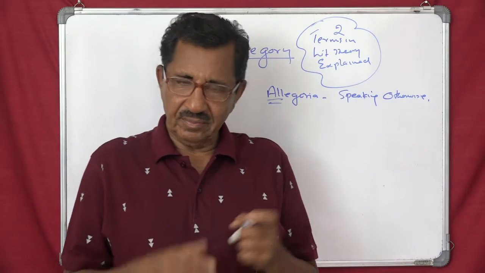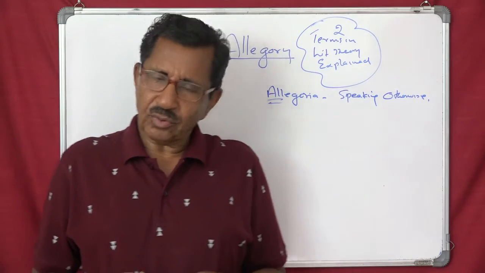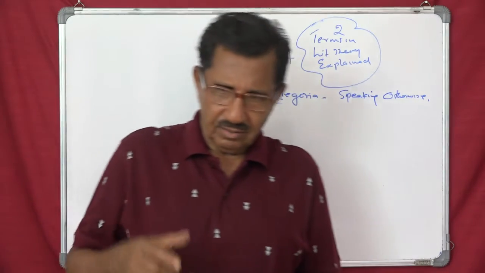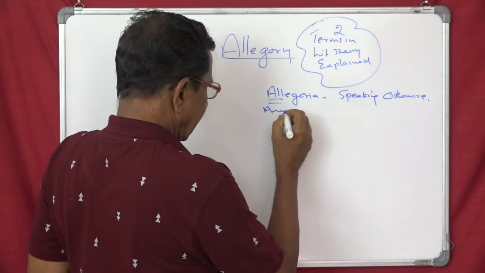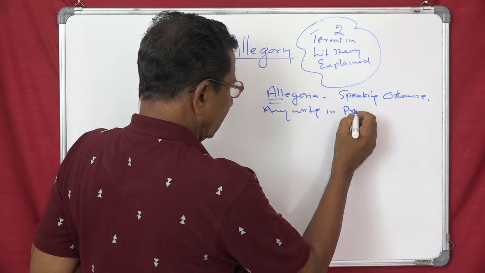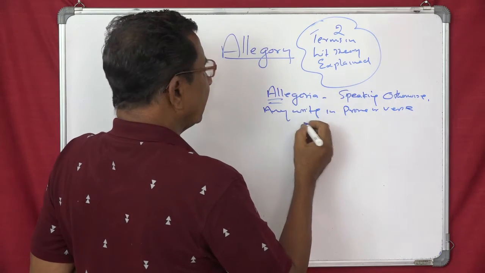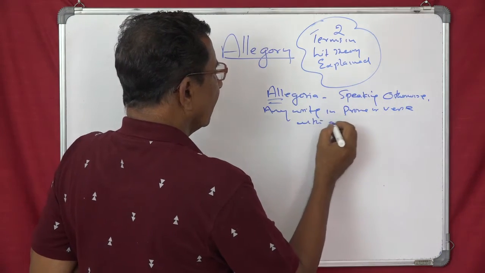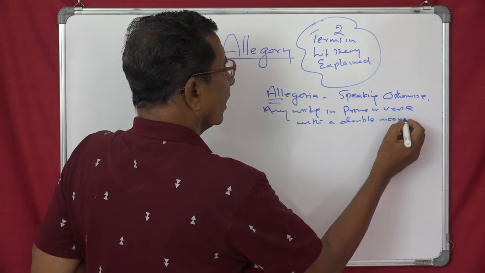Speaking otherwise. The simple definition is: any writing in prose or verse which has a double meaning. So this is the definition.